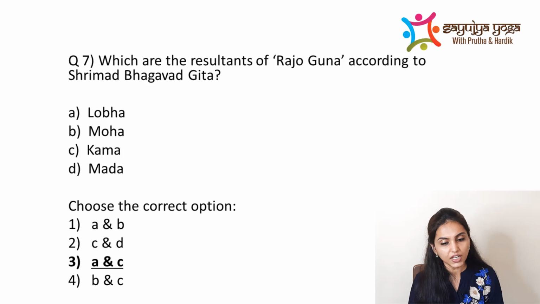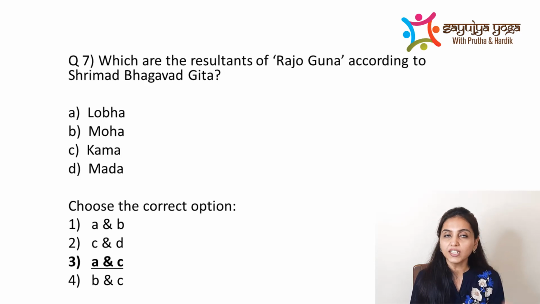So similarly, they can also ask you what are the resultants of Sattva Guna or what are the resultants of Tamo Guna. So if you know this shloka and if you know a little bit about this Gunatraya Vibhaga Yoga, you can easily answer such questions.